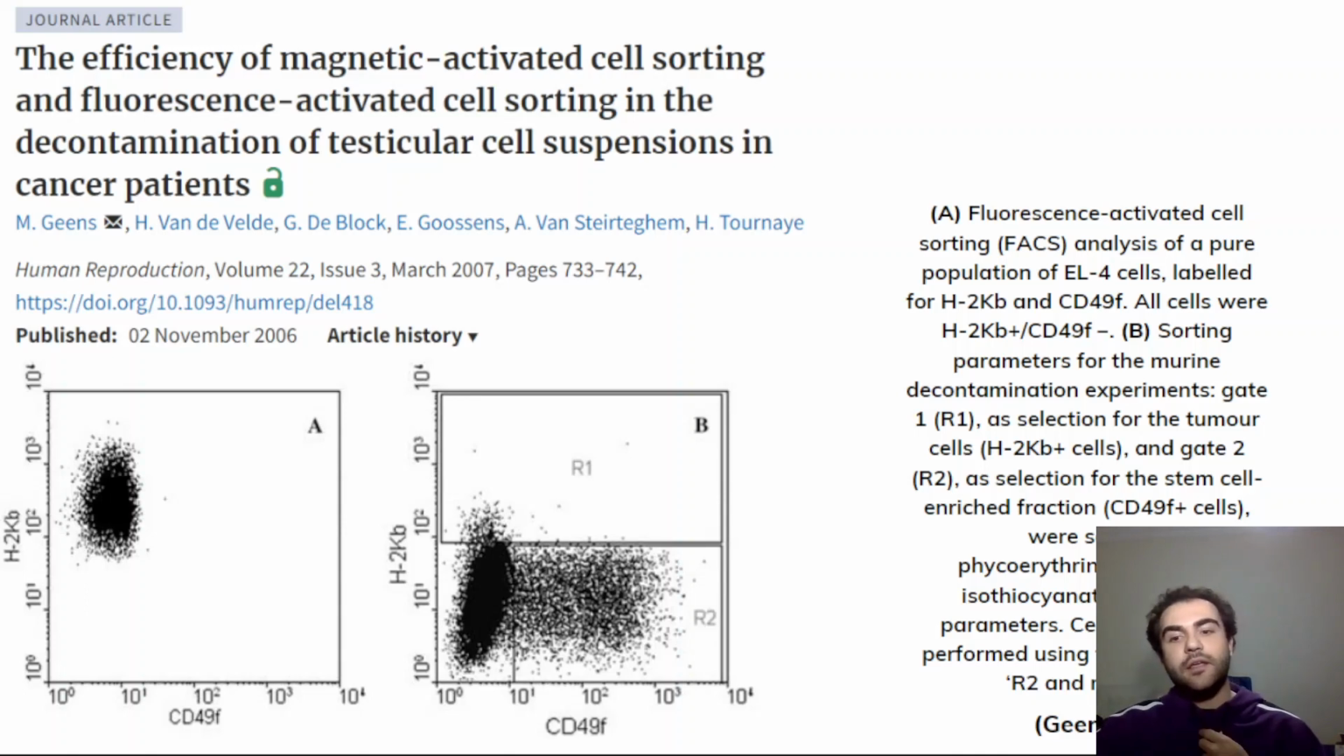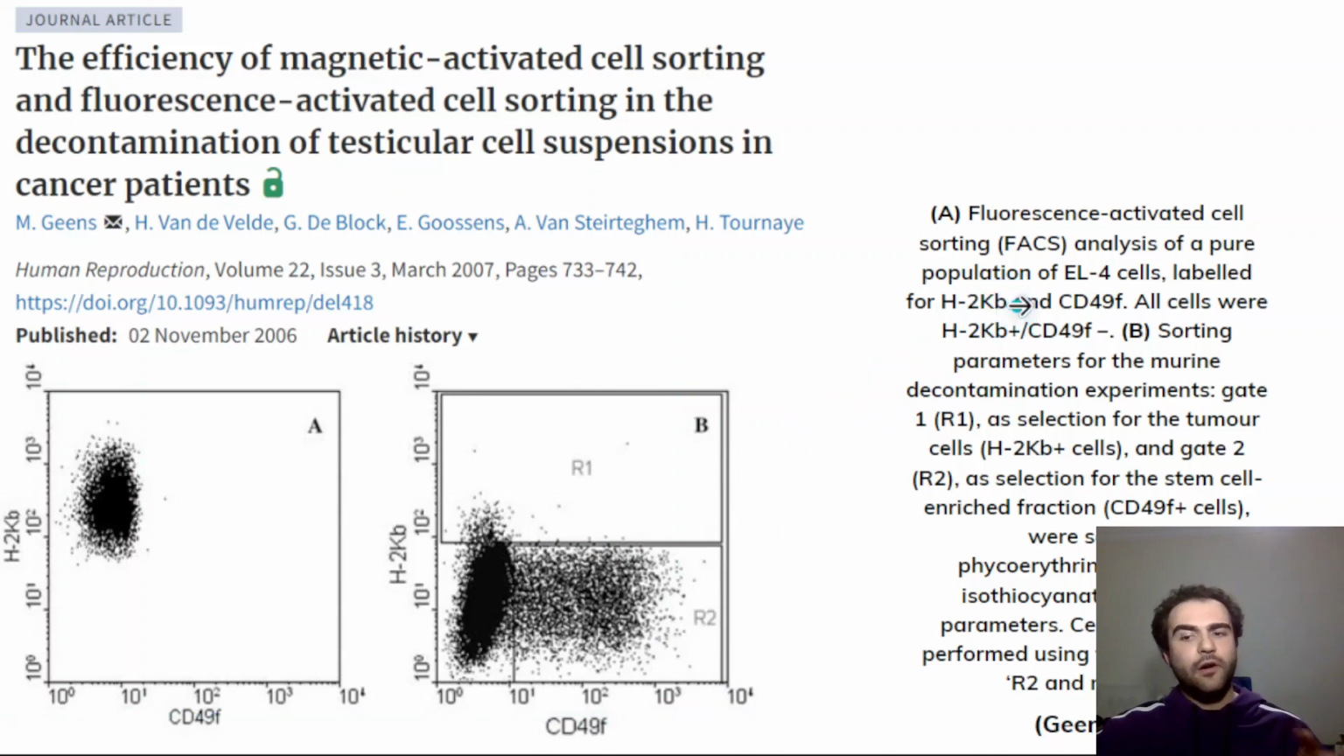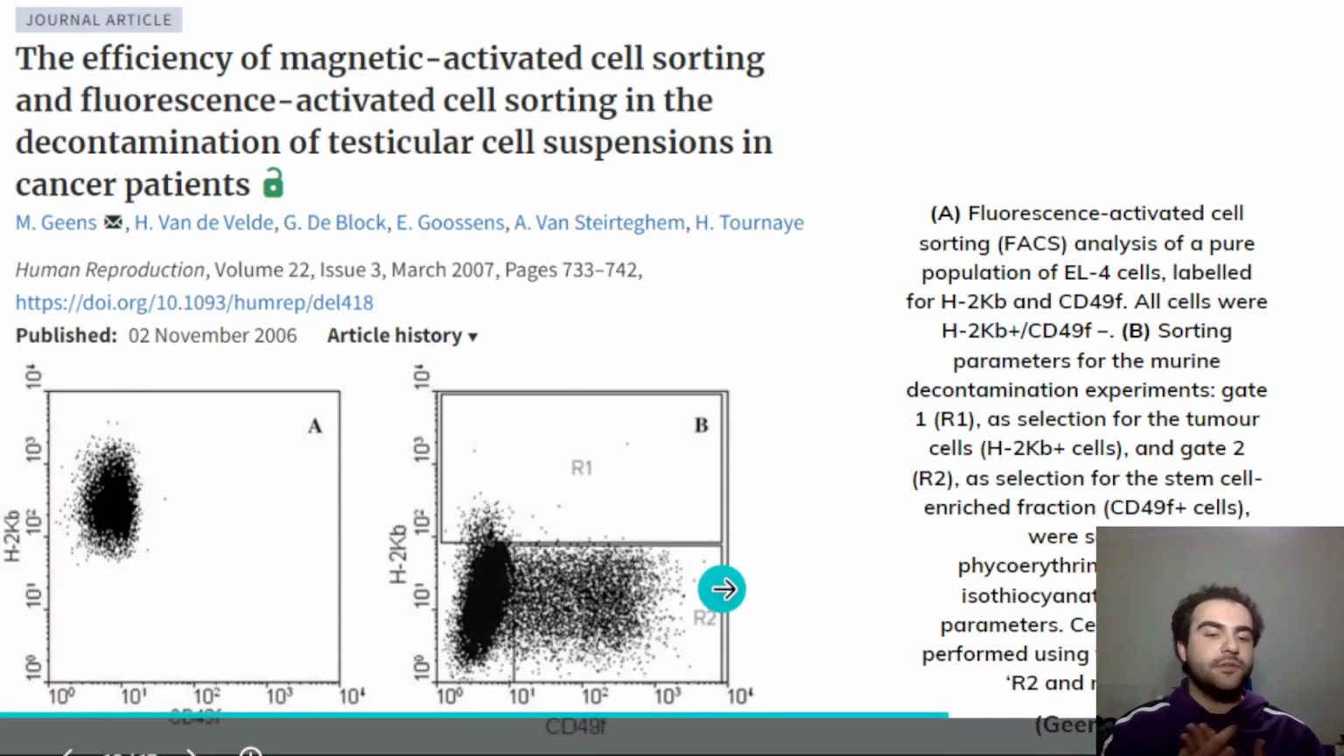The other technique ends up with distinct gated areas, and as you can see, they are R1 and R2, and they follow the R2 gate with high percentage of purity in cells because we have to examine those cells.